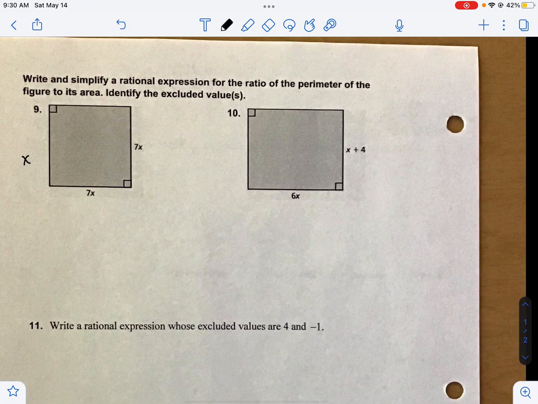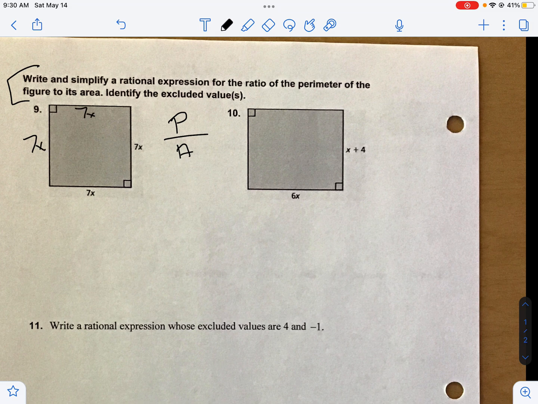Last couple. These area problems, or perimeter and area problems, seem like they're really tricky, but they're not as bad as what you would think. They're really telling you the directions to find the perimeter and put it over the area, and then to give your excluded values. So remember, perimeter is adding all sides.